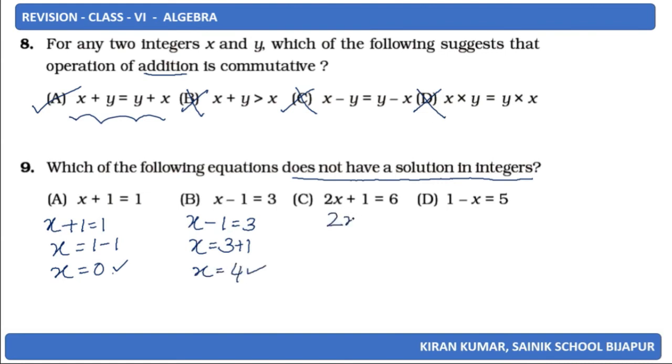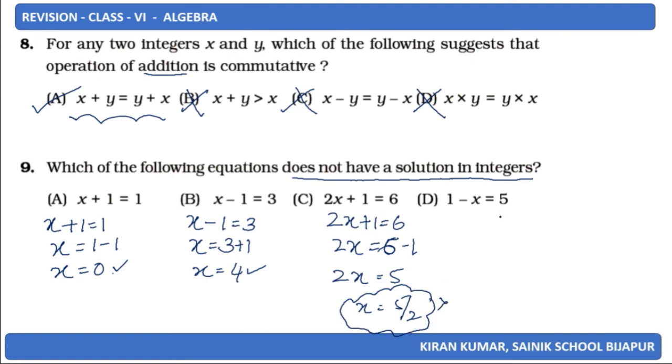When I take 2x plus 1 is equal to 6, 2x will be equal to 5 because 6 minus 1. So 2x is equal to 5, x is equal to 5 by 2. It's a fraction. It is not an integer. For the next one, we have 1 minus x is equal to 5. So negative x will be equal to 5 minus 1. Negative x will be equal to 4. Therefore, the value of x is negative 4. This is also an integer. So only in option C, we don't have the solution as an integer since it is a fraction.